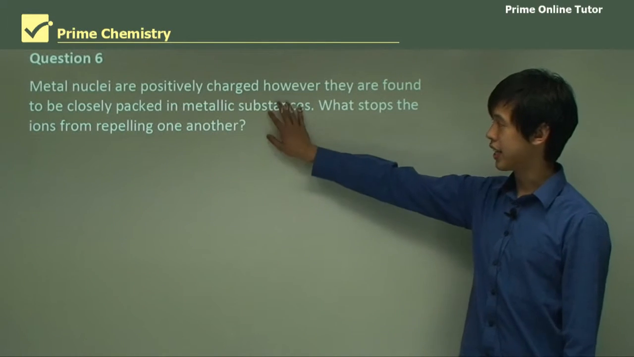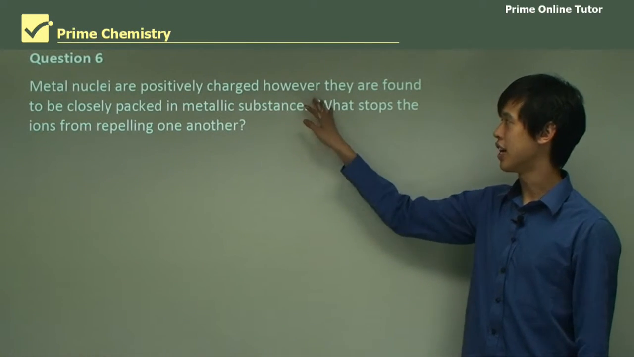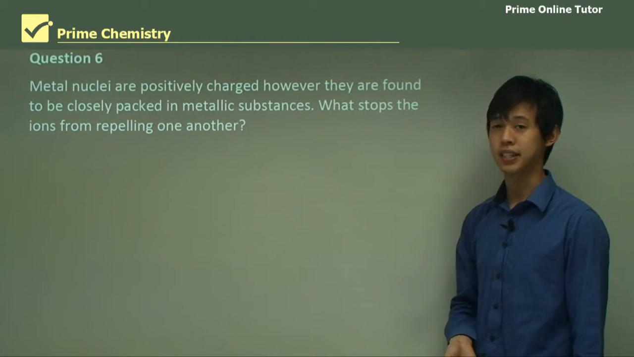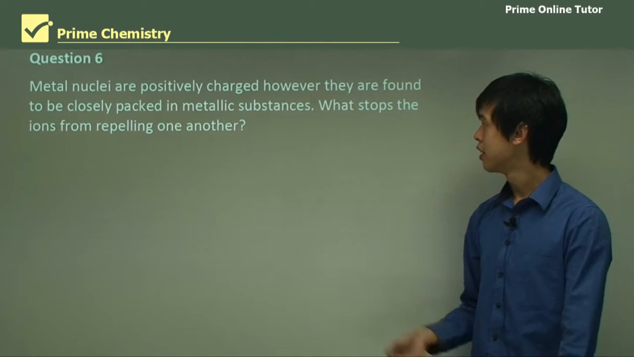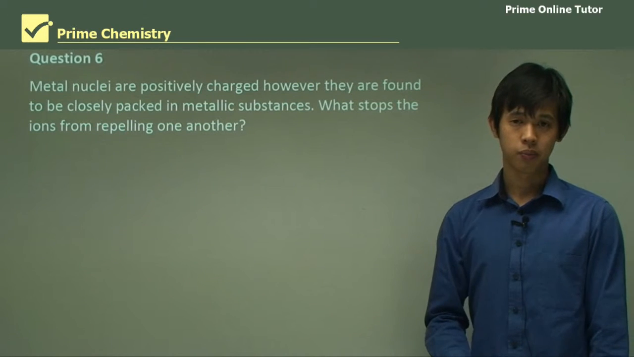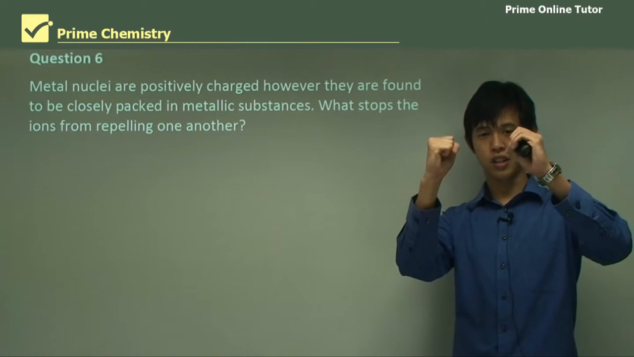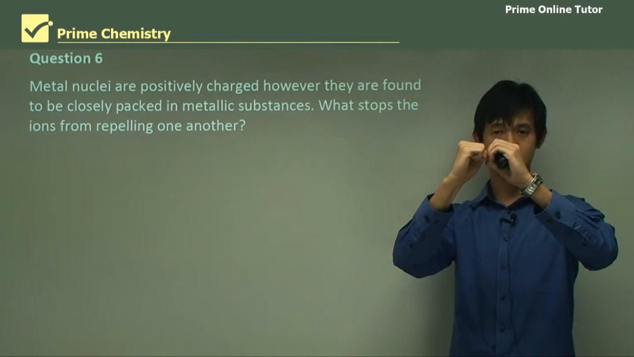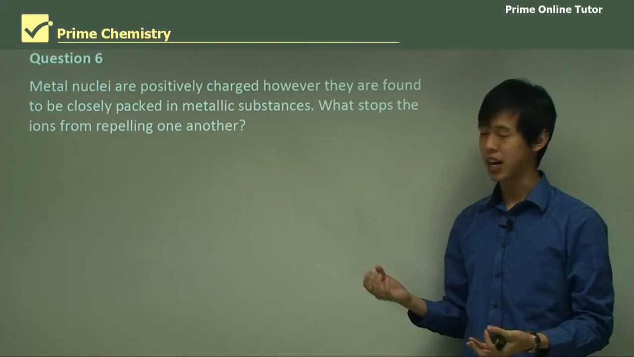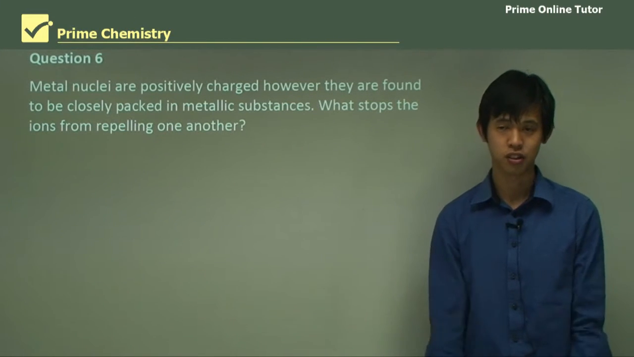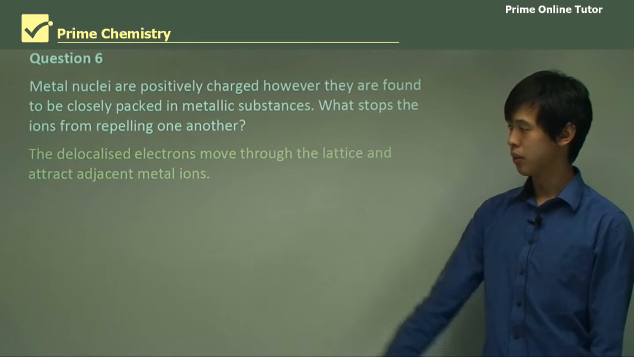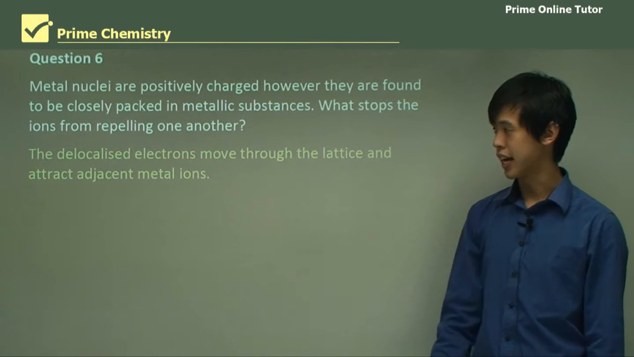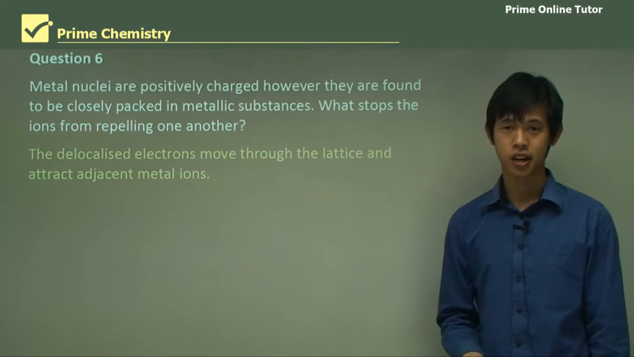So metal nuclei are positively charged, however they are found to be closely packed in metal substances. What stops the ions from repelling each other? So like I said, each of the ions is really closely packed together, but how come they don't just repel each other and destroy the crystal? Well, the delocalized electrons move through the lattice and attract adjacent metal ions.